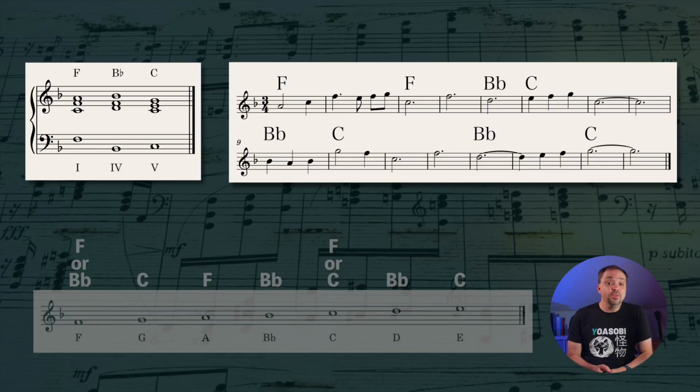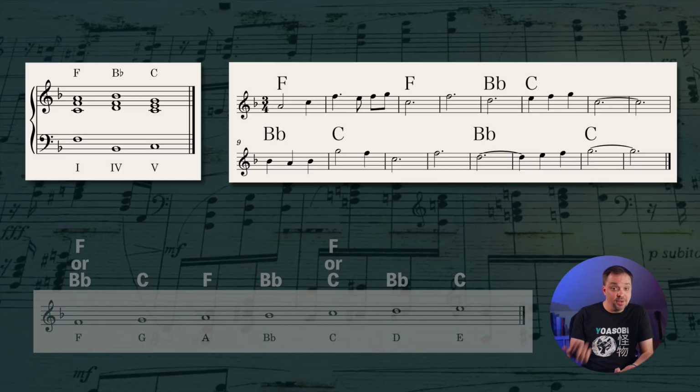So let's back up once again to bar 2. Here, the strongest note of the measure is F, which means we can use either F major or B flat major. Because we already have F major all over the rest of this phrase, I'm gonna go with the B flat to give us some variety and movement.